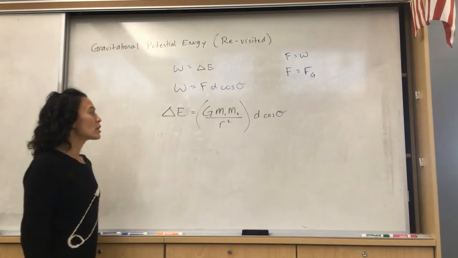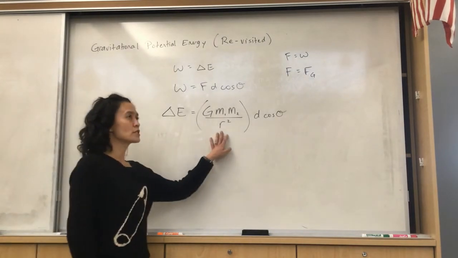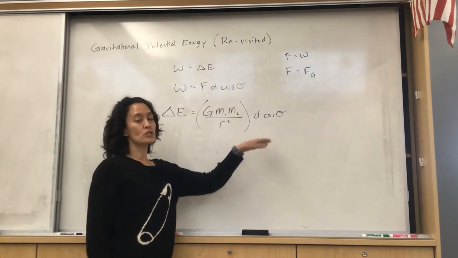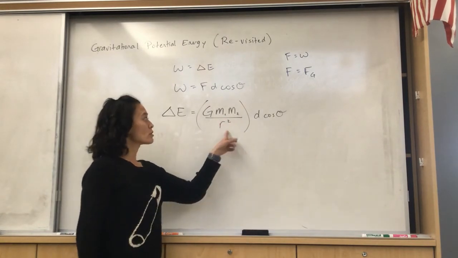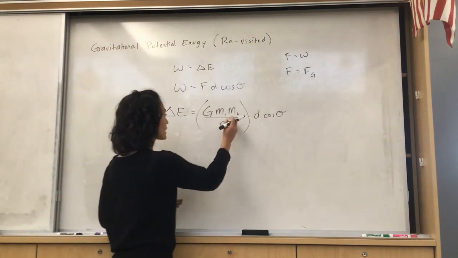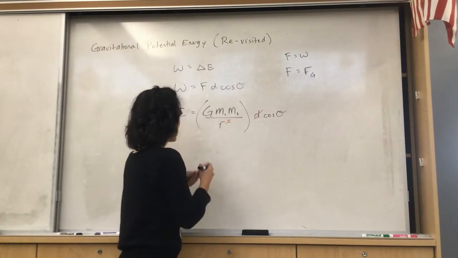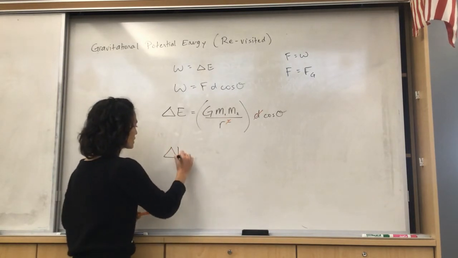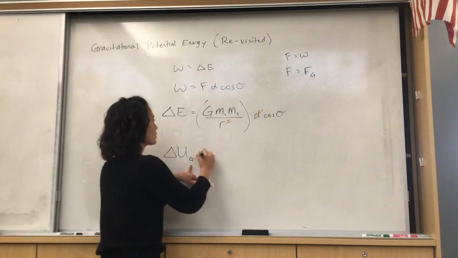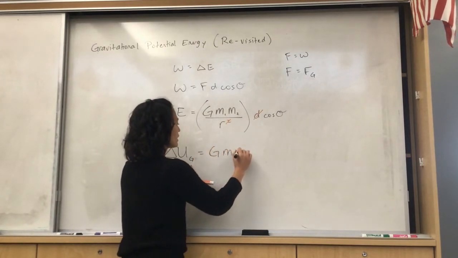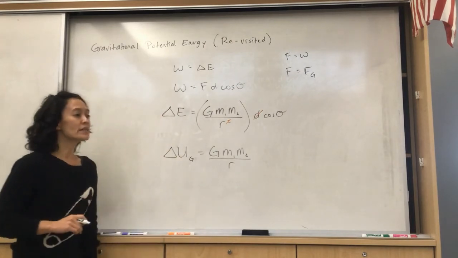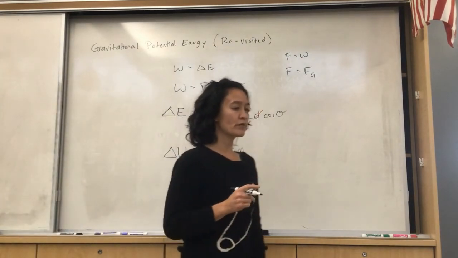Now, in our equation, r is the distance between the two objects, and in my work equation, d is the distance over which that force is acting. So they're actually the same quantity, different variables, but same quantity, so I can cancel that out. And you get this relationship that says the change in potential energy with big G is equal to big G m1 m2 over r. So this is a little bit different from what we've looked at before.